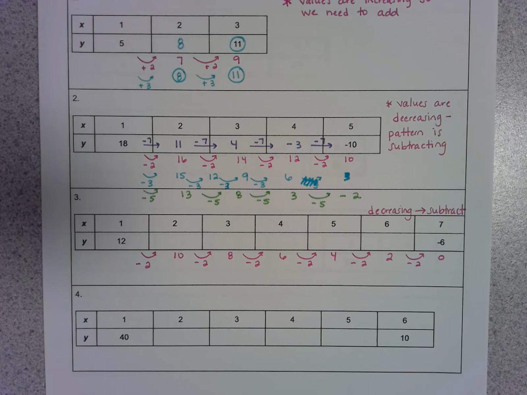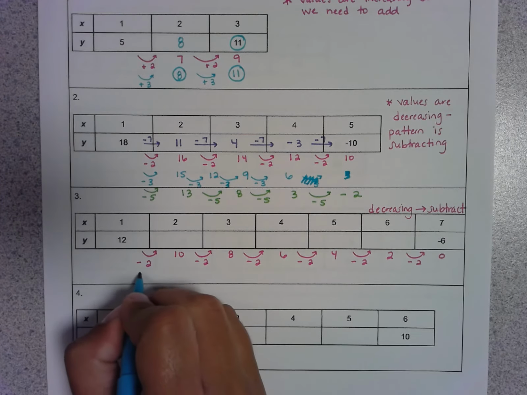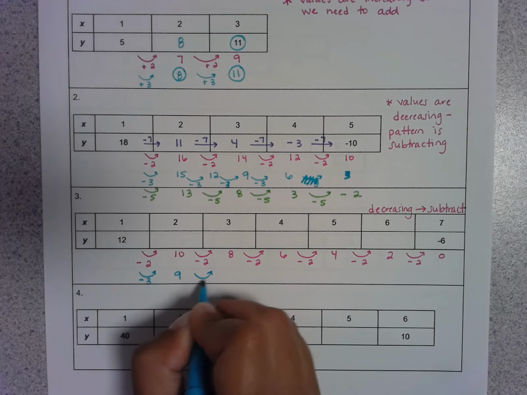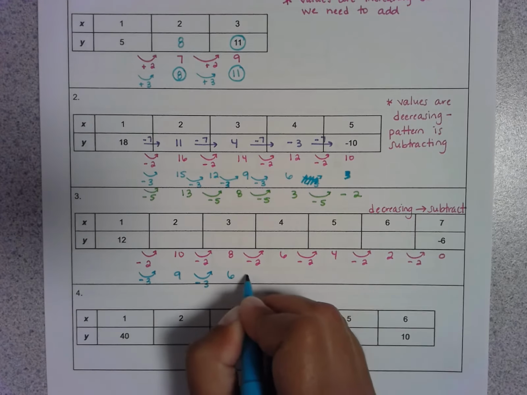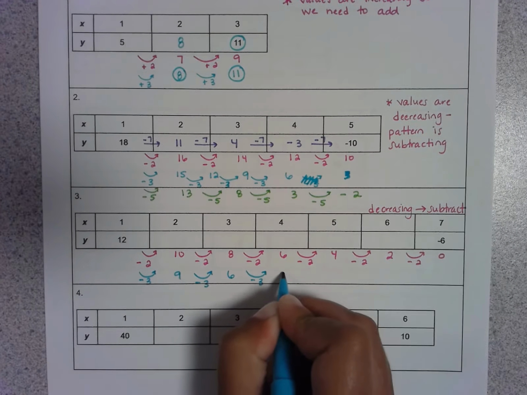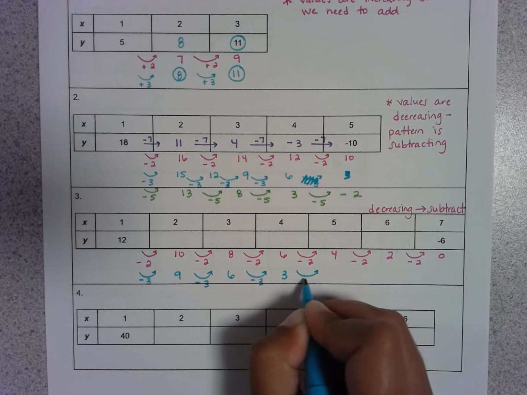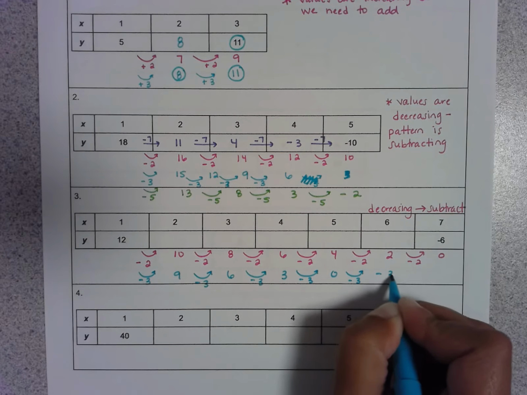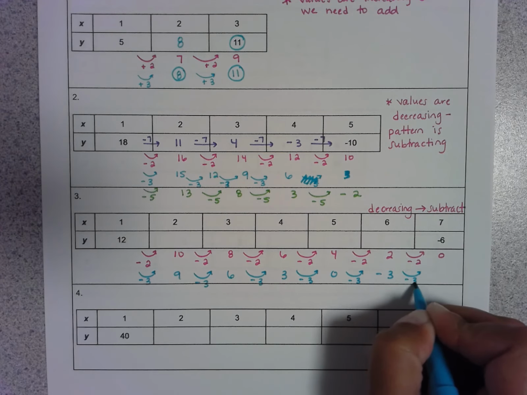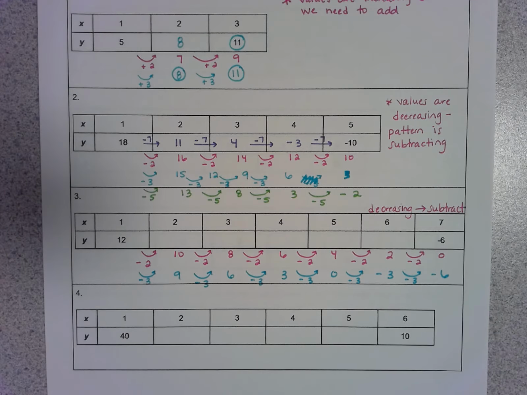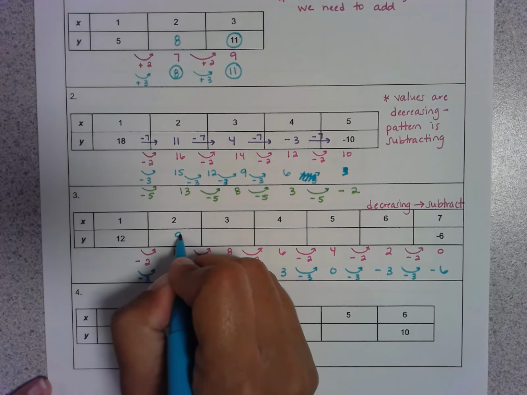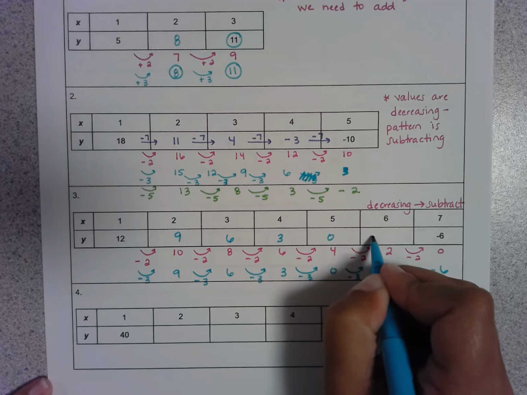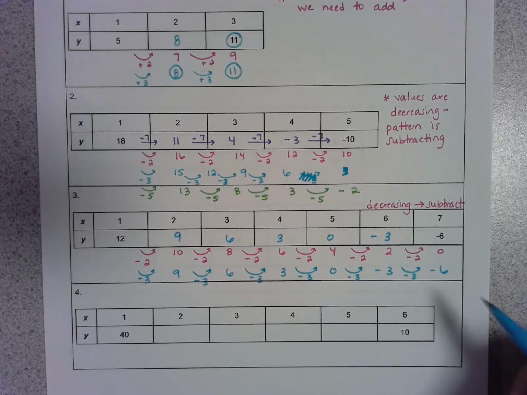So maybe now let's try subtracting 3. If I subtract 3, I get 9. If I subtract 3 again, I get 6. If I subtract 3 again, I get 3. If I subtract 3, I get 0. Minus 3, I get -3. Minus 3 again, I get -6. So that works out. That tells me that my missing numbers are 9, 6, 3, 0, -3, and then -6 we already have.